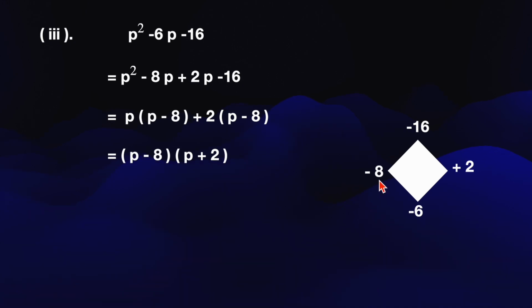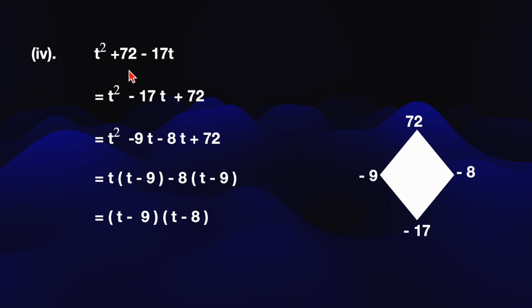The two numbers are 8 and 2. 8 twos are 16. Now we can see the middle term is negative, so the bigger number will get the negative sign. So minus 8 plus 2 is minus 6. So these are the two numbers. Let's write down minus 6p as minus 8p plus 2p. That's all. Now you can take out the common factor p here: p minus 8, plus 2, p minus 8. The common factor here is p minus 8, into p plus 2. This is the answer.